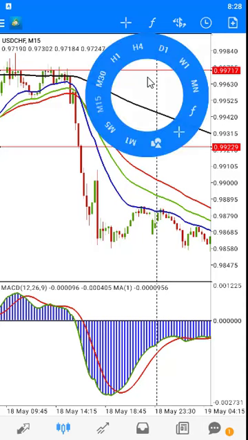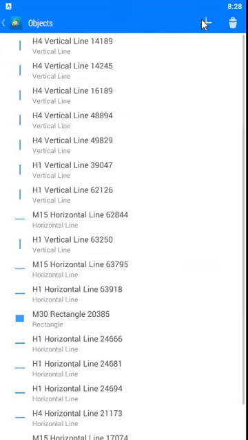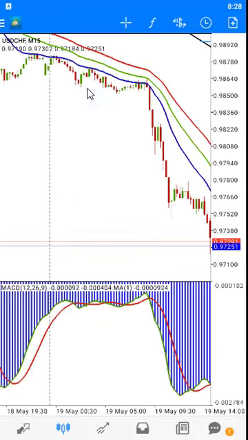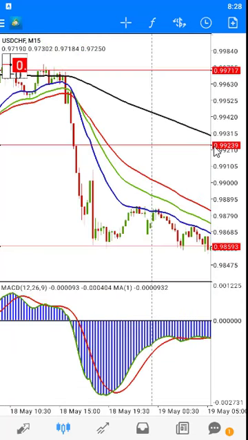Then your take profit again. Let me bring another horizontal line. I'm taking my time to put enough value in this video, so please just follow me to the end.